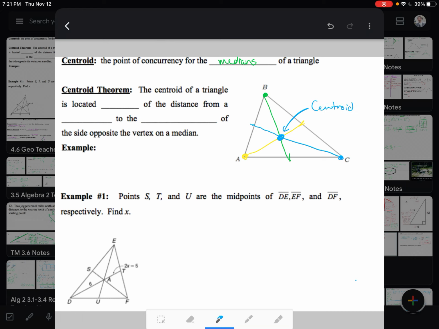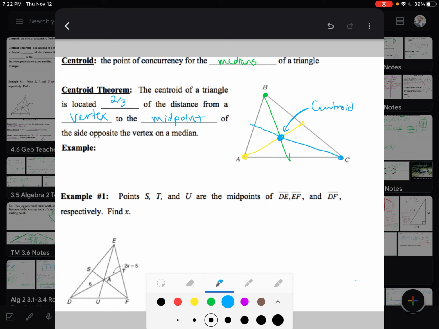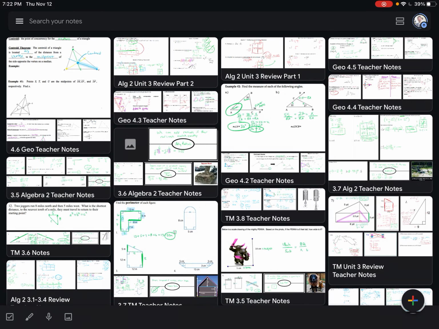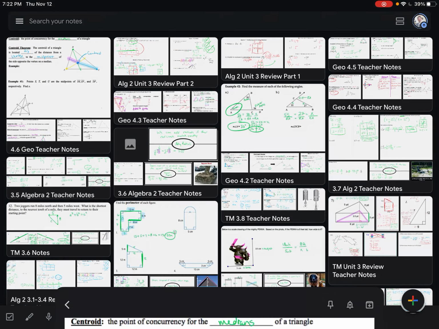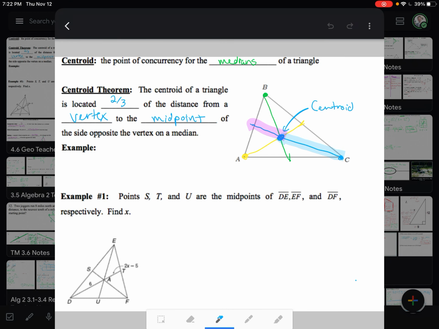The centroid of a triangle is located 2/3 of the distance from a vertex to the midpoint of the side opposite the vertex on a median. This is just a really fancy way of saying this distance right here is worth 2/3, and this smaller distance on our other side here is only worth 1/3. So this part here is worth 2/3, and over here, this part is only worth 1/3.